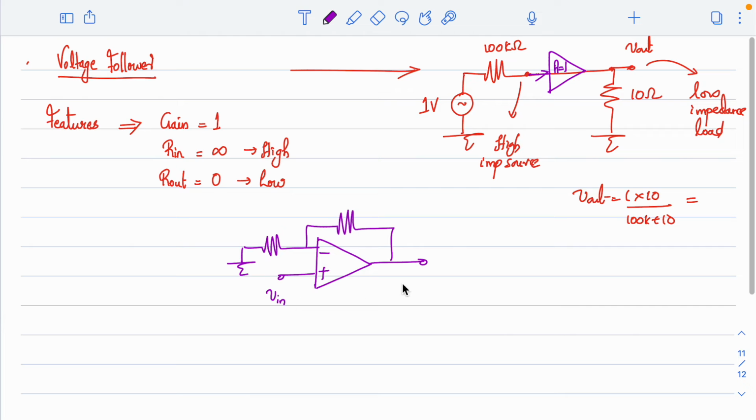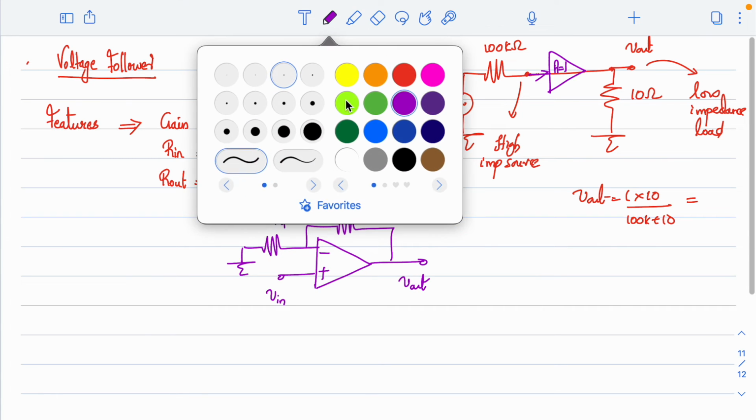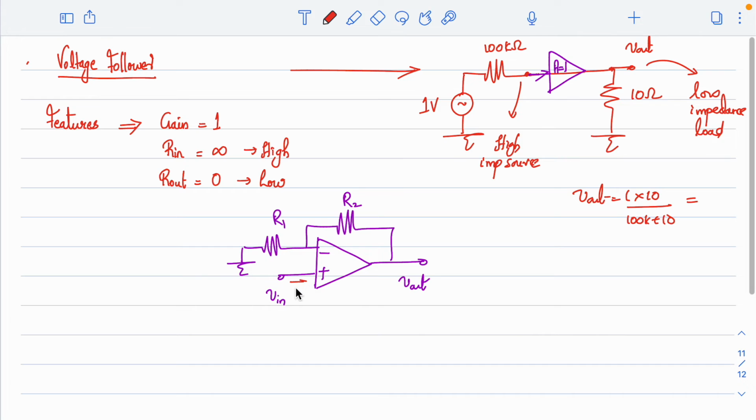So this is V in, this is V out, this is R2 and this is R1. This is your non-inverting configuration, right? But what I need here is not a gain of 1 plus R2 by R1. Instead what I need is a gain of 1, and input impedance also should be equal to infinity. So what modification should I do for this circuit?